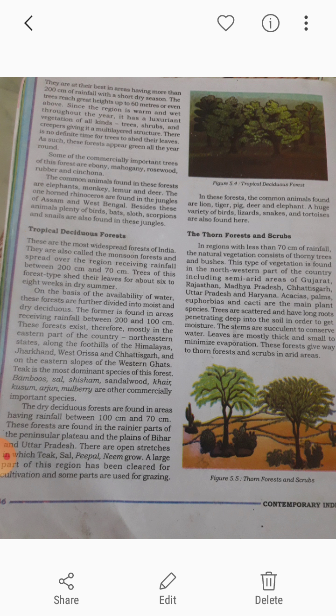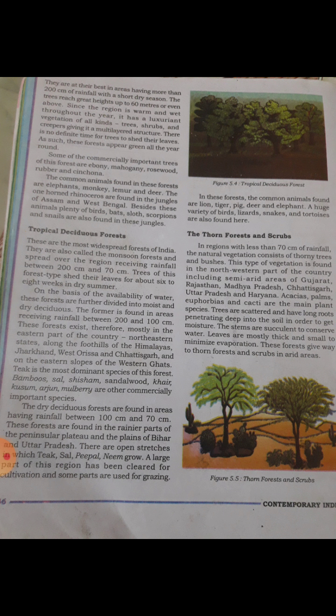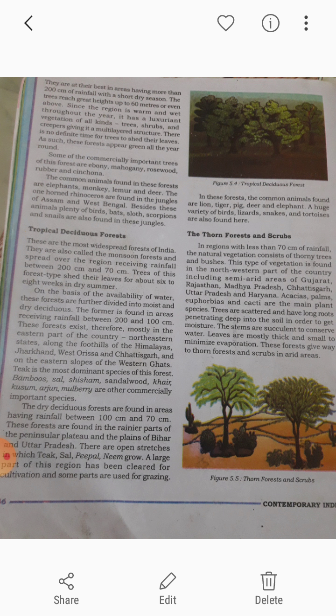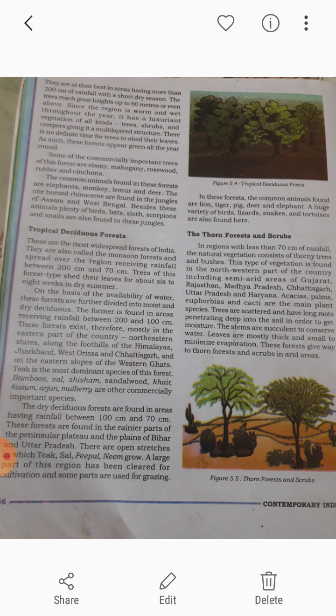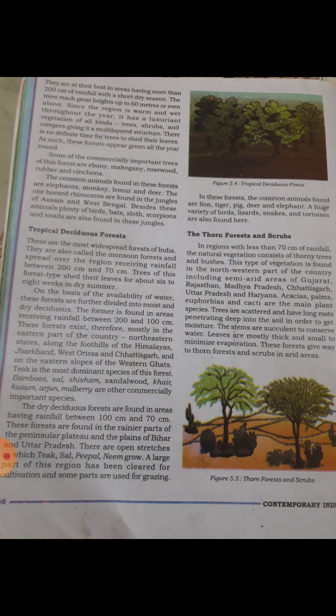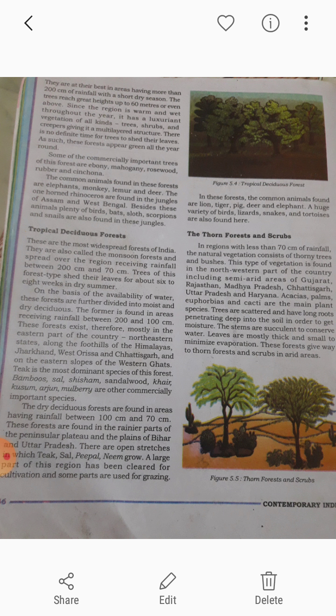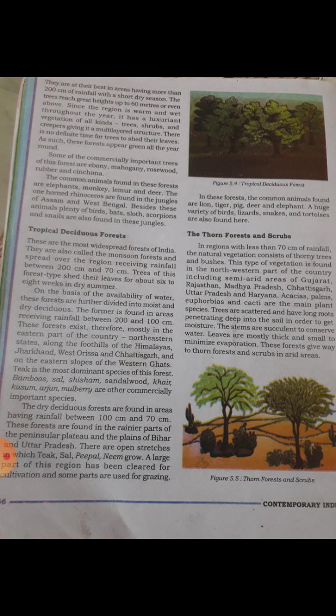Clear? Let us move to the thorn forest. If we are talking about the word thorn, our mind reluctantly goes towards the desert area. Clear? Here, less than 70 centimeters of rainfall. Natural vegetation consists of thorny trees and bushes. This type of vegetation you can find in the semi-arid regions of Gujarat, Rajasthan, Madhya Pradesh, Chhattisgarh. Clear? Now, euphorbias, acacia, palm, cactus are the main species.